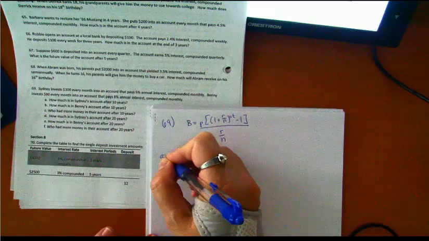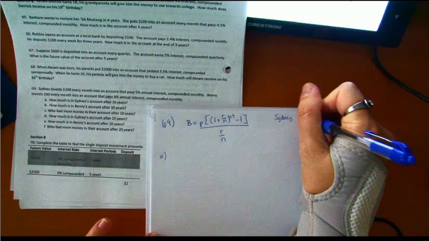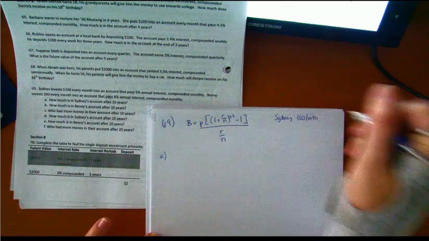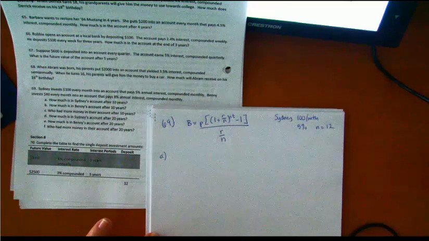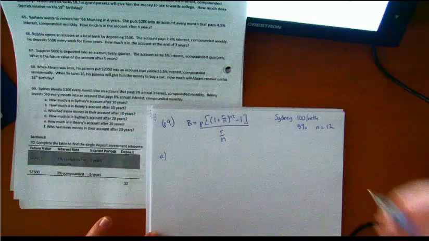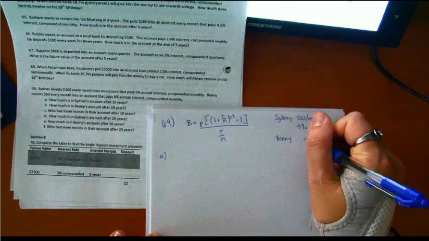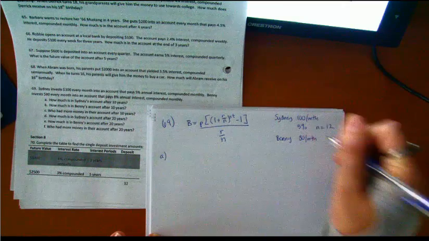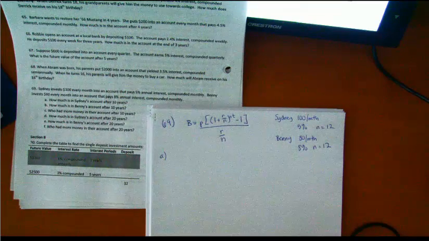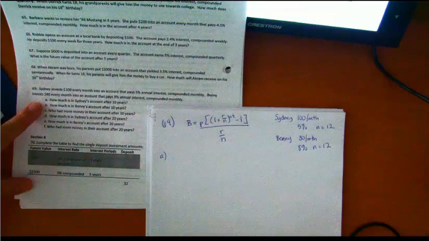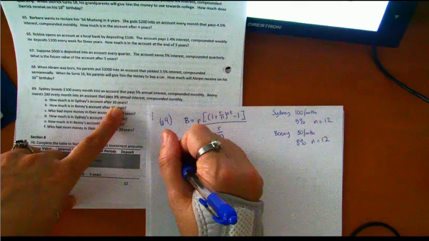So for Sydney, we've got $100 a month, 5%, and we're compounding monthly, so n equals 12. For Benny, we have $80 a month at 8%, and n will be 12. Okay. We want to know how much is in Sydney's account after 10 years, so this makes T equal to 10.